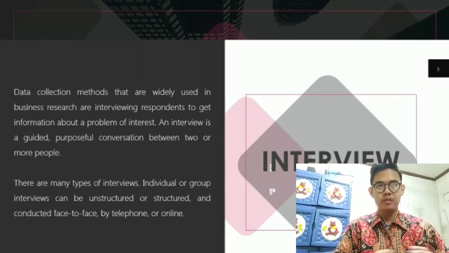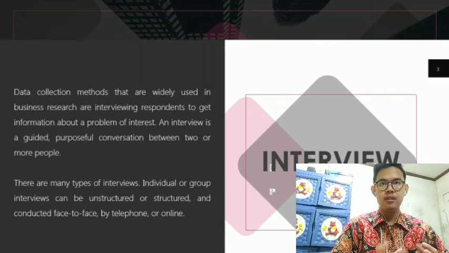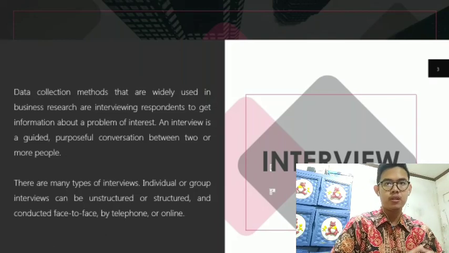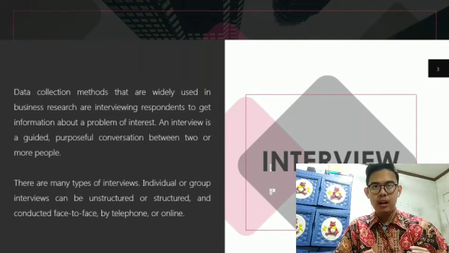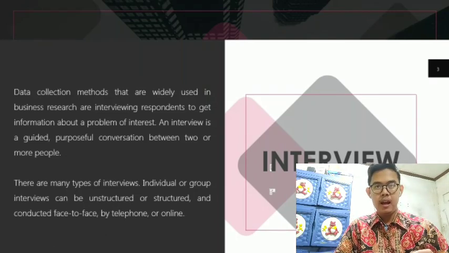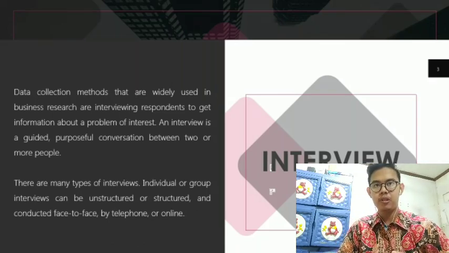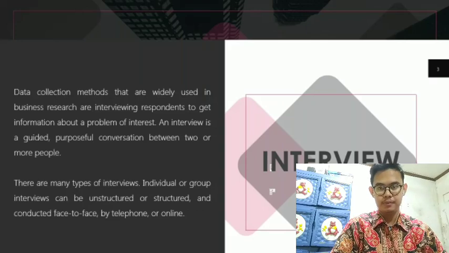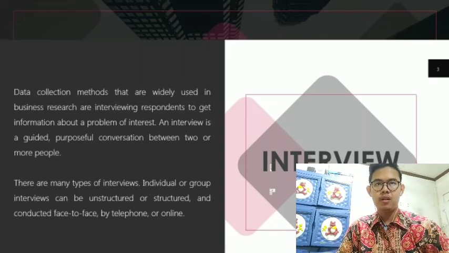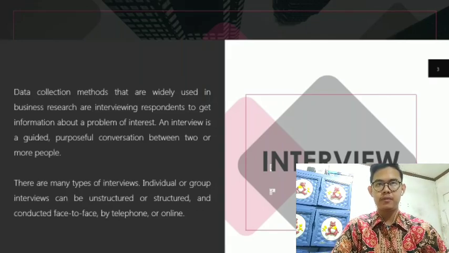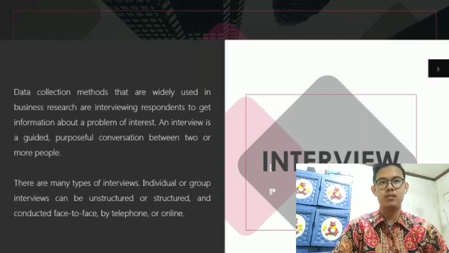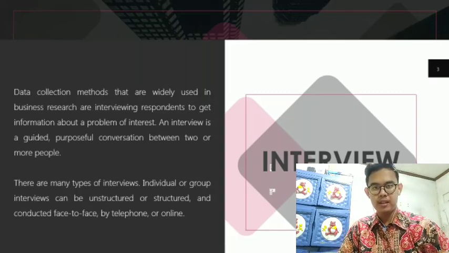Interview is a data collection method that is widely used in business research, interviewing respondents to get information about a problem of interest. An interview is a guided conversation between two or more people. There are many types of interview, individual or group. Interviews can be unstructured or structured and conducted face-to-face or by telephone.